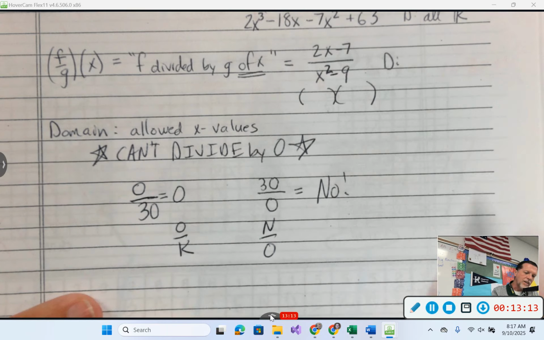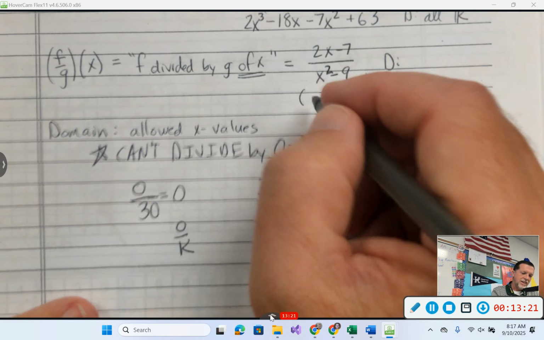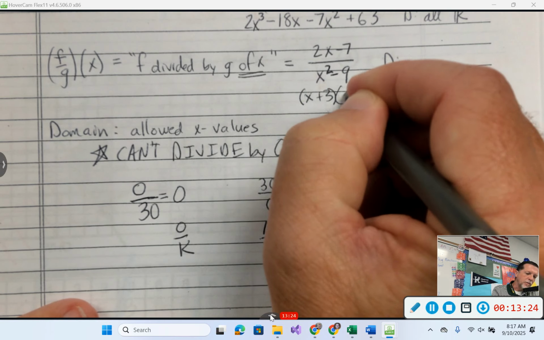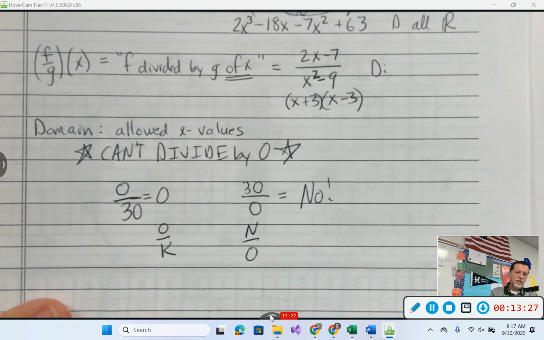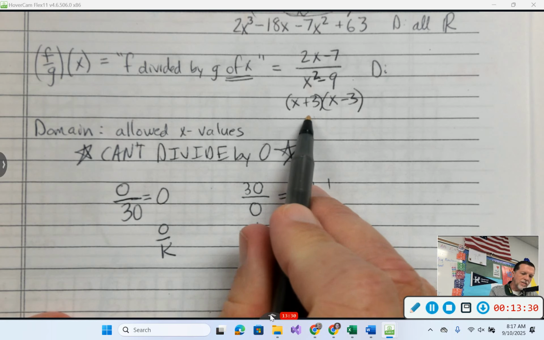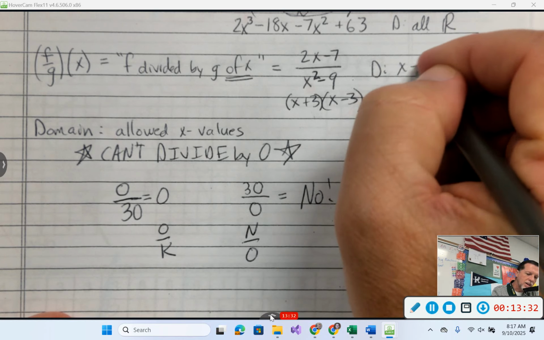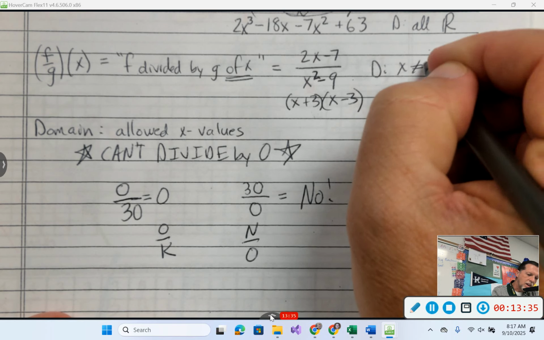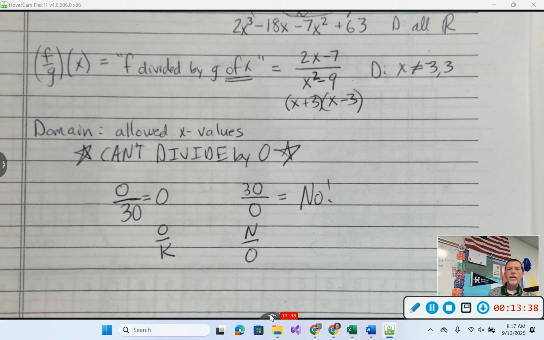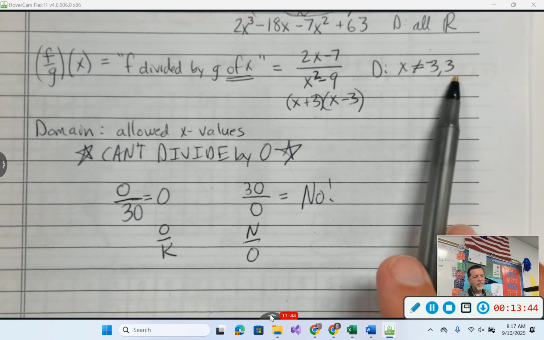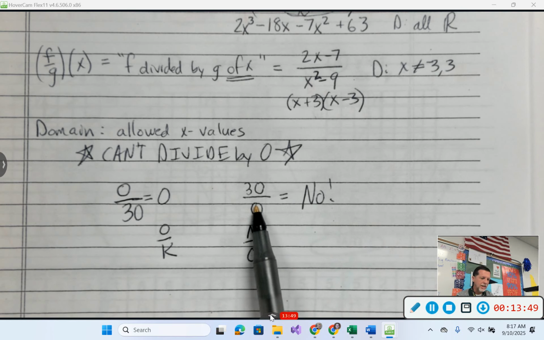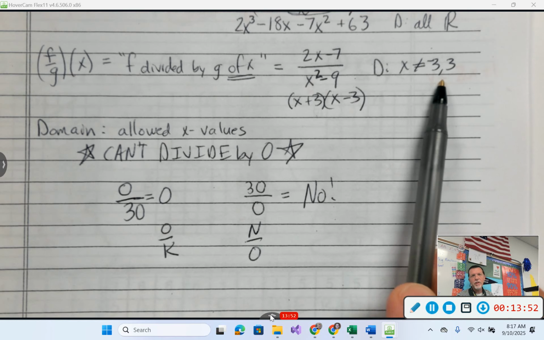How does this factor? Algebra 1, all stars. x squared minus 9. Remember how that factors? Somebody was awake during Algebra 1. x plus 3 and x minus 3. So that means x can't be negative 3, and x can't be 3. We could write that in interval notation, but it's a lot easier to say x can't be 3 or negative 3. Because that would make the bottom 0, we're not allowed to divide by 0, so I can't use 3 or negative 3.